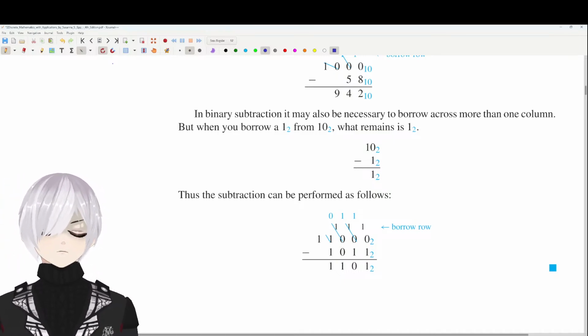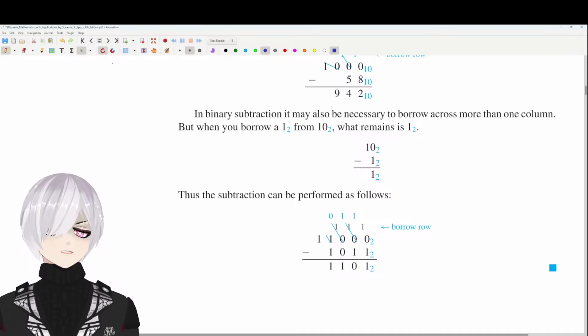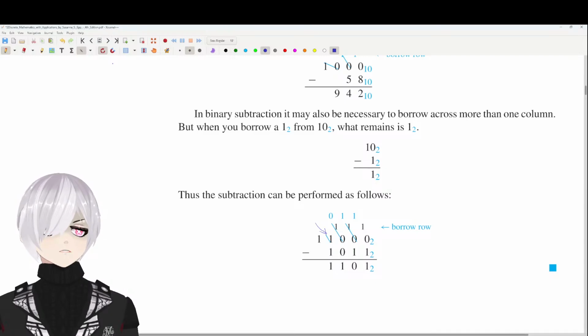So in the difference at the bottom there, for the rightmost column, we've got a 0 on top, so we've got to borrow from the previous column. And that has a 0 on top, so we've got to borrow from the previous column. That also has a 0 on top, so we've got to borrow from the previous column. And then that column, the one on the far left, has a 1. So we can just borrow that 1, turn the 1 into a 0.